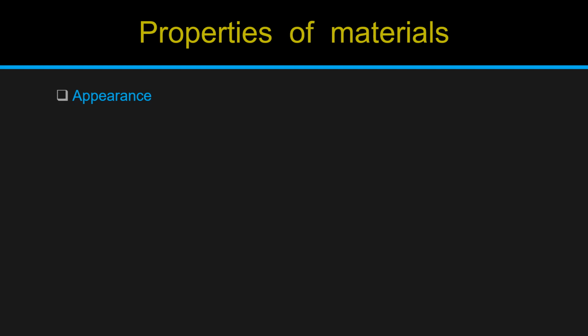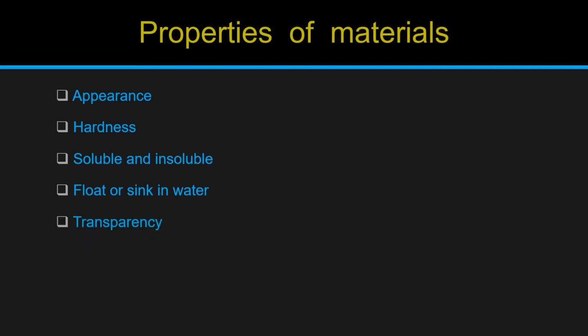Now these are the properties we are going to learn about in this chapter: appearance, then hardness, soluble and insoluble, float or sink in water, transparency. In transparency, we are going to learn about transparent, translucent, and opaque. Now, these are all the properties of materials, and which materials have these properties, we are going to learn about them.